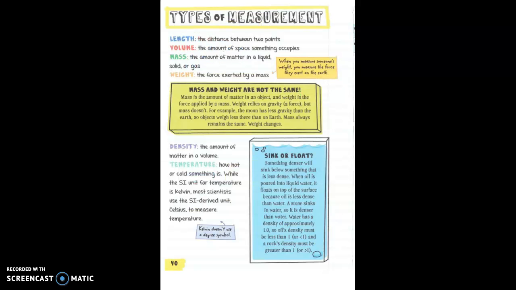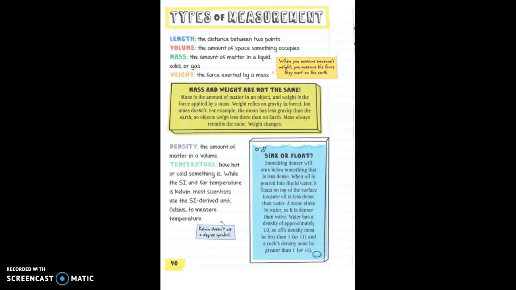Types of measurement. Length, the distance between 2 points. Volume, the amount of space something occupies. Mass, the amount of matter in a liquid, solid, or gas. Weight is the force exerted by a mass. When you measure someone's weight, you measure the force they exert on the earth.